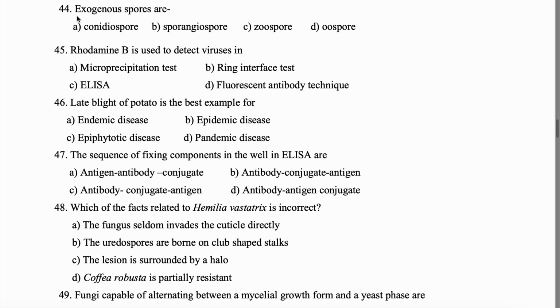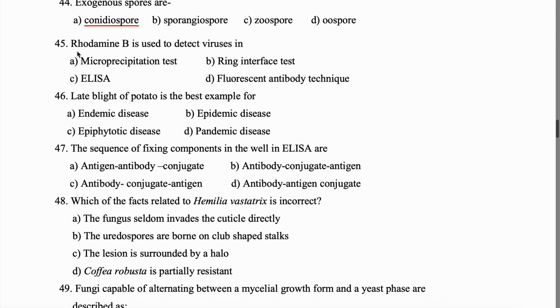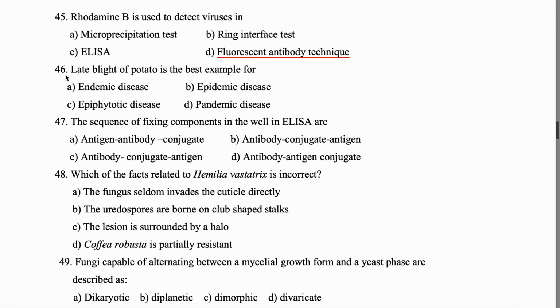Question number 44. Exogenous spores are conidiospores. All the rest were endogenous. Okay. Question number 45. Rhodamine B is used to detect viruses in the fluorescent antibody technique.